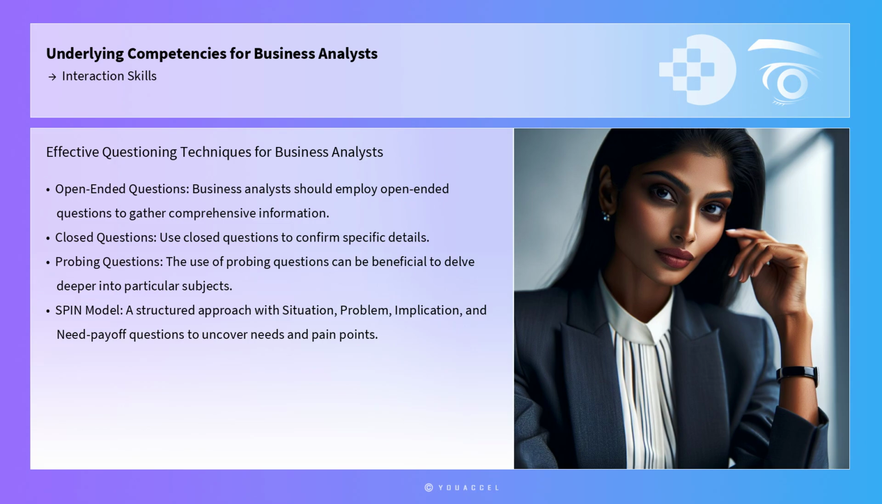Effective questioning techniques are another crucial component of interaction skills. Business analysts should employ open-ended questions to gather comprehensive information and closed questions to confirm specific details. The use of probing questions can also be beneficial to delve deeper into particular subjects. The SPIN model, which stands for situation, problem, implication, and need payoff questions, offers a structured approach for business analysts to uncover needs and pain points. By systematically addressing each aspect of the SPIN model, analysts can guide conversations towards actionable insights and solutions.